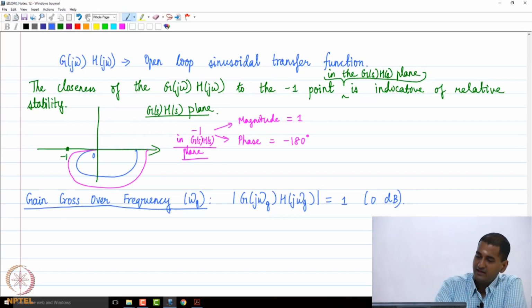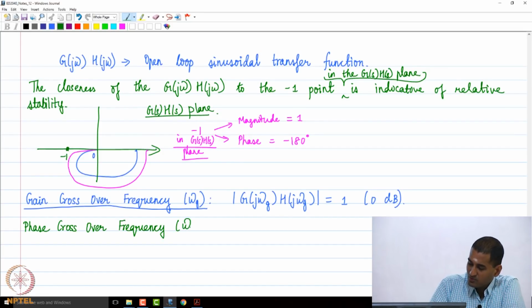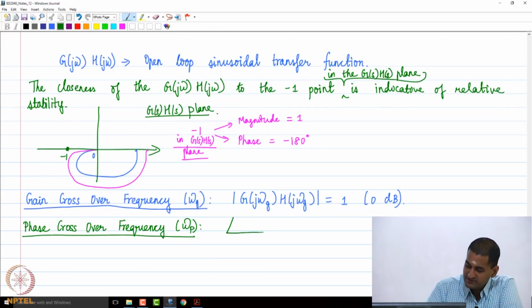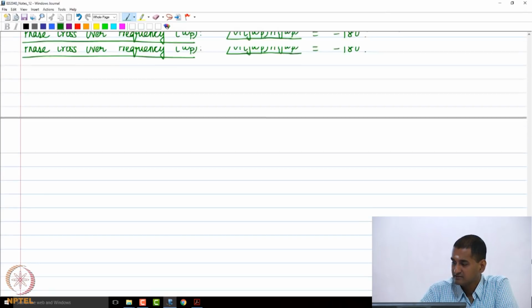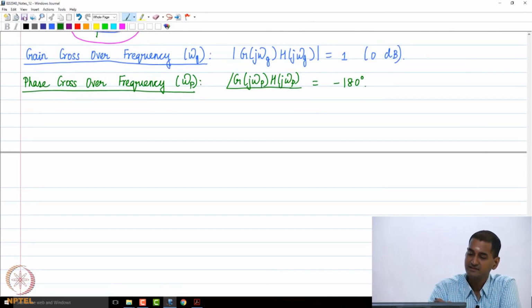All right. Then we have another definition. All these are definitions, please remember that. We have another definition, which is what is called the phase crossover frequency, omega p. What is the definition of the phase crossover frequency? It is the frequency at which the phase of the open loop transfer function becomes minus 180 degrees. Okay, so that is the definition.